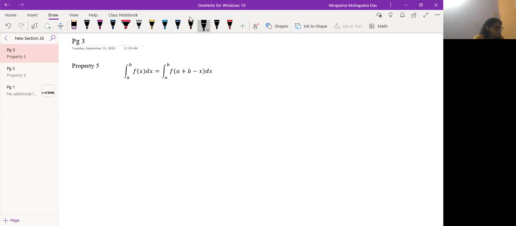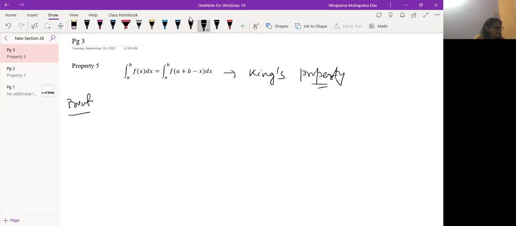So now property number 5 is the integral from a to b of f(x) dx. This is also one of the important properties of definite integrals. Some writers call it the King's property. Though in the NCERT book you do not have many questions on it, it is called the King's property. So let's see why it is called the King's property and how we should use it. So let's prove this.